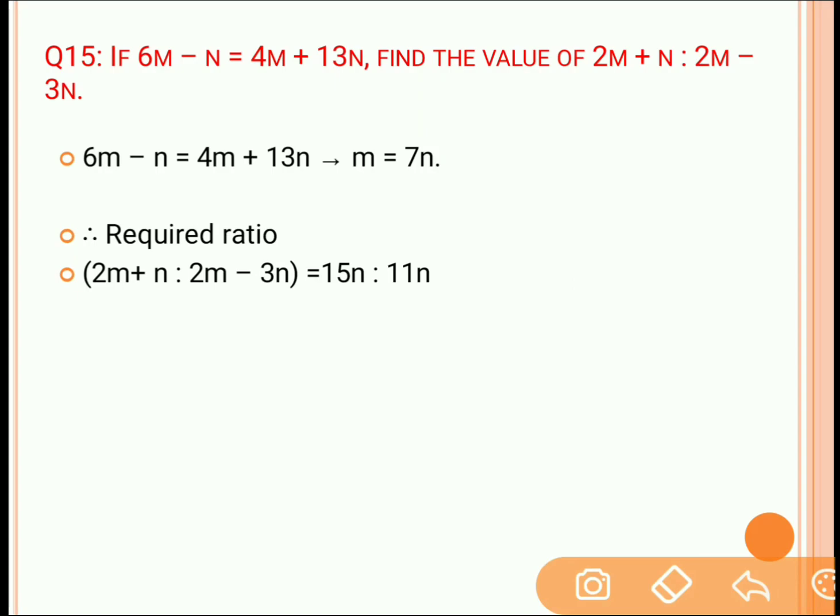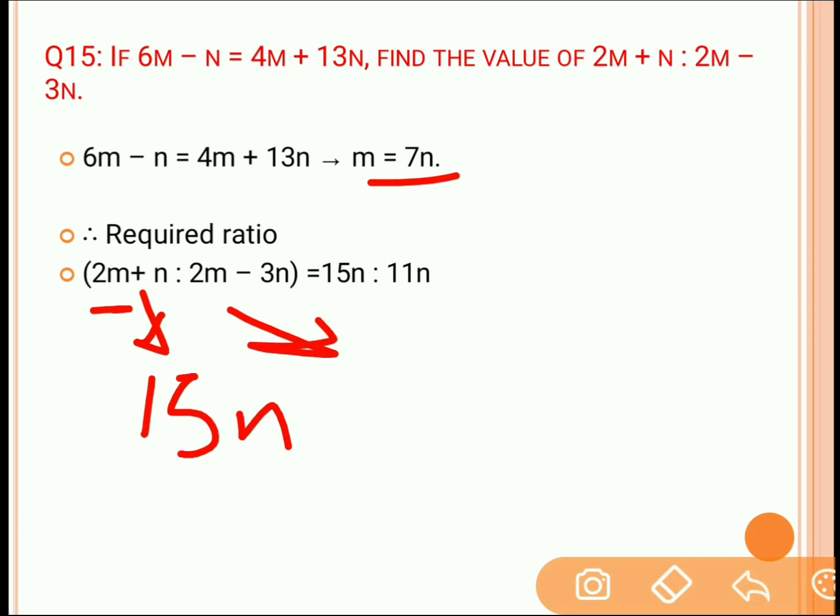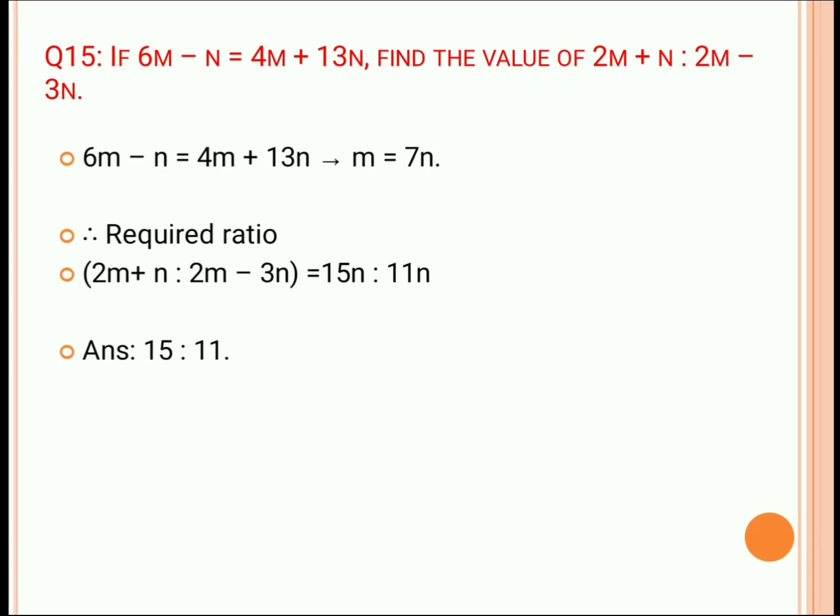Because m is equal to 7n, so 2m will be equal to 14n, plus n, which is equal to 15n. Similarly, m is equal to 7n, so 14n minus 3n is equal to 11n. So the new ratio is 15n is to 11n. Now n will get cancelled, so the final answer will be 15 is to 11.